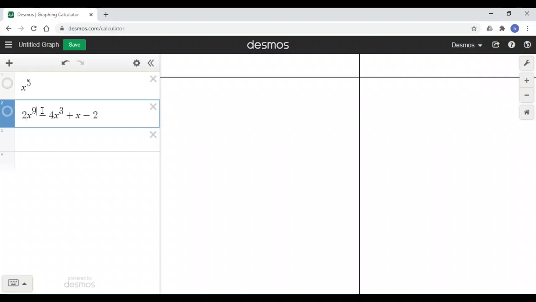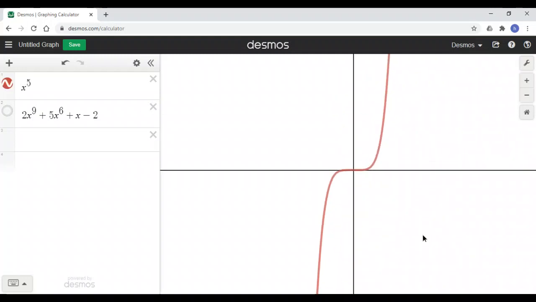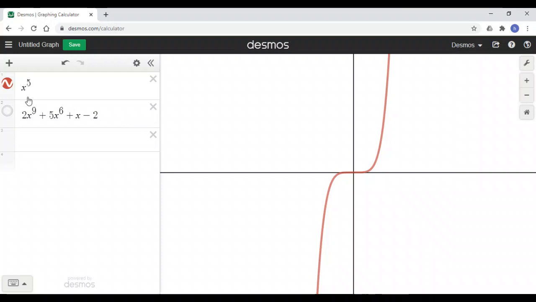So positive 2, plus 5x to the 6th, and really whatever fancy thing is going on with these terms other than the lead term is not really important. That decides the graph. And x to the 5th is this graph right here. The lead coefficient here is 1, but odd power this time, odd degree this time. Now let me quickly turn that off and turn the other one on.